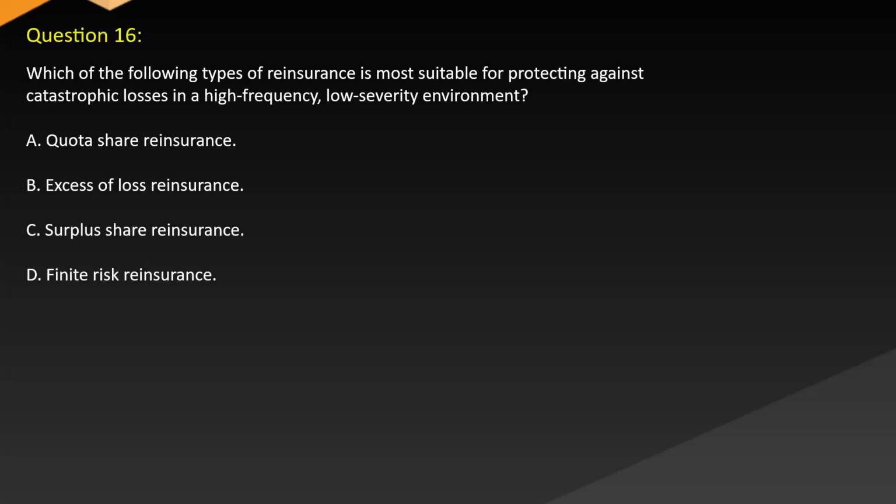Question 16. Which of the following types of reinsurance is most suitable for protecting against catastrophic losses in a high-frequency, low-severity environment? A. Quota share reinsurance. B. Excess of loss reinsurance. C. Surplus share reinsurance. D. Finite risk reinsurance.